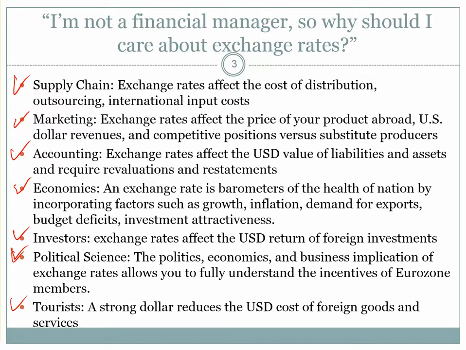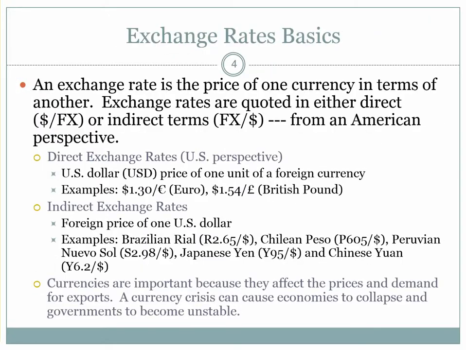So let's talk about how exchange rates are determined. First of all, let's just talk basics. What is an exchange rate? An exchange rate is the price of one currency in terms of another. So, for example, many currencies are quoted directly in terms of dollars. We'll call this a direct exchange rate. Whenever you see the dollar price of a euro, say $1.05 per euro, that is a direct currency exchange rate. A dollar price of a pound is a direct exchange rate.